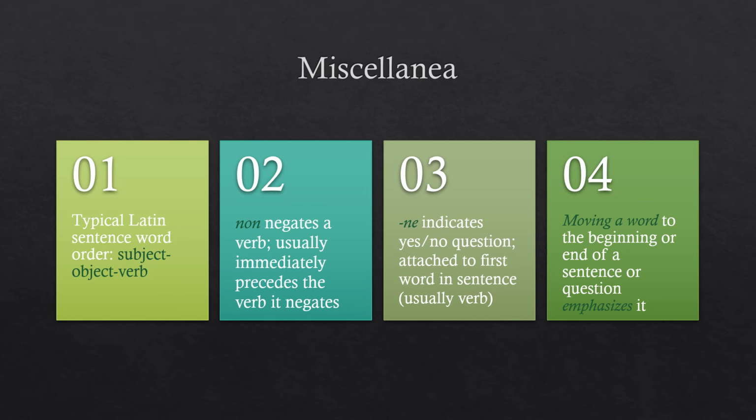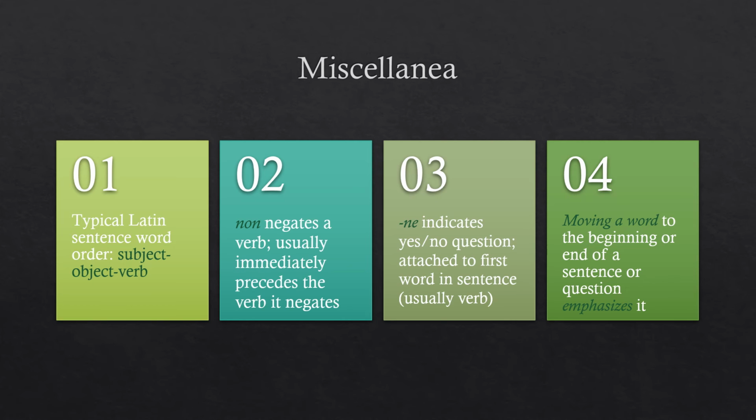A few miscellaneous items before we put all this into practice. Latin sentences tend to begin with their subjects and end with their verbs. Everything else, direct objects, indirect objects, adverbs, prepositional phrases, and some dependent clauses, usually occur in between. However, because Latin is highly inflected, an author may choose to move a word to the beginning or end of a sentence to emphasize it.